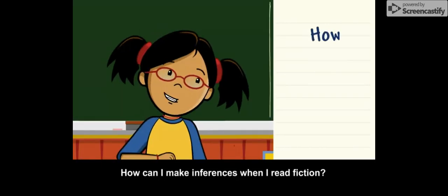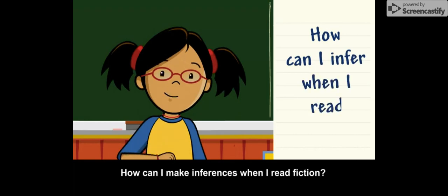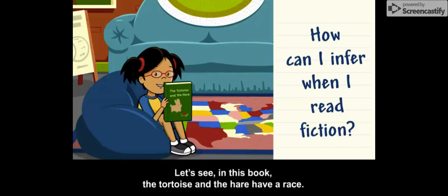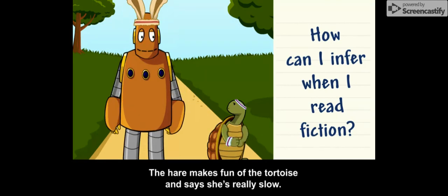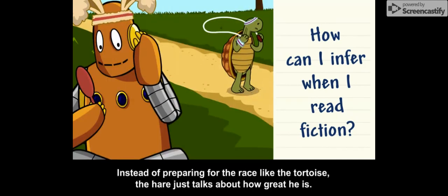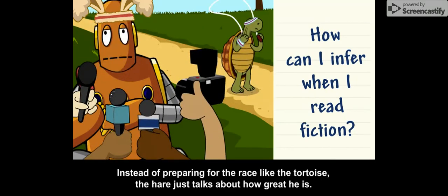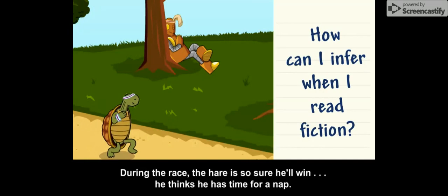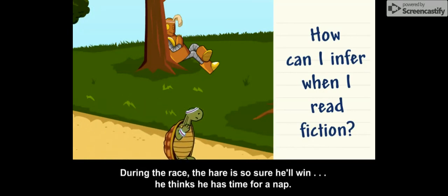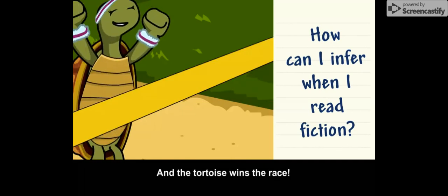How can I make inferences when I read fiction? Let's see. In this book, the tortoise and the hare have a race. The hare makes fun of the tortoise and says she's really slow. Instead of preparing for the race like the tortoise, the hare just talks about how great he is. During the race, the hare is so sure he'll win, he thinks he has time for a nap. And the tortoise wins the race.